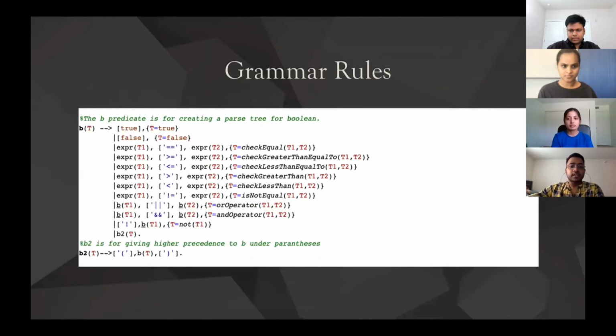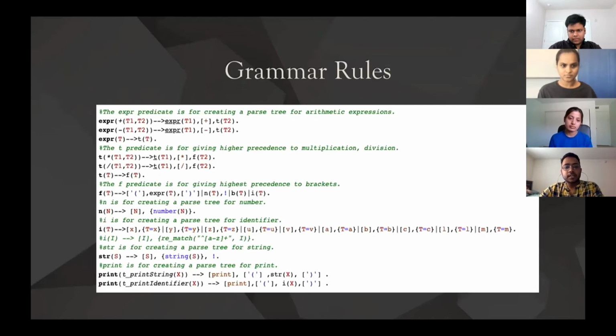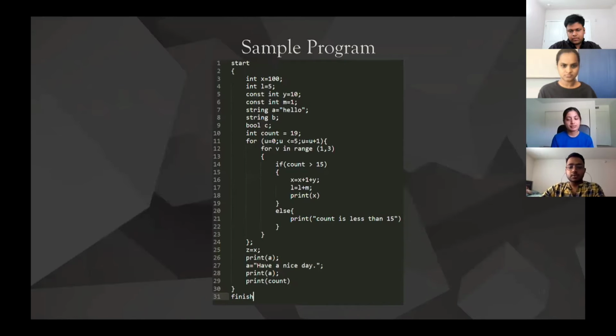The B predicate is for creating a parse tree for the boolean. The boolean predicate checks for logical operations such as and, or, not, and relational operations like equal to, greater than equal to, less than equal to. The expression predicate is for creating a parse tree for arithmetic expressions. We have taken care of the precedence, with the highest precedence given to the bracket and the lowest to addition and subtraction. This is a sample program. I'll show how it runs.